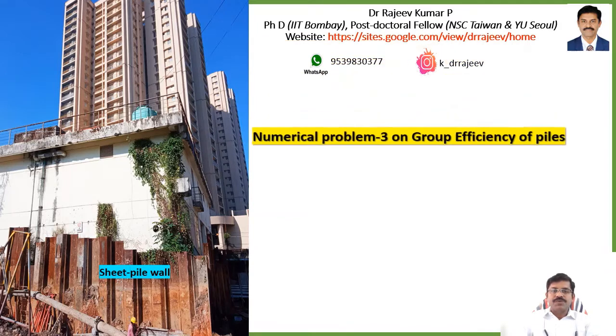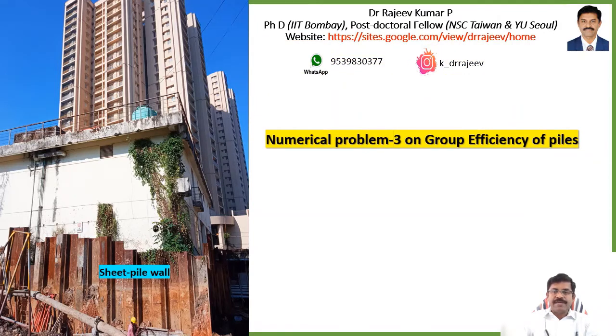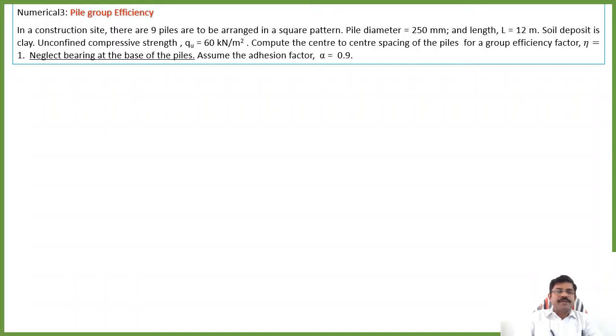Today I'm going to discuss with you a numerical problem on group efficiency of piles. The given numerical is: in a construction site there are 9 piles arranged in a square pattern. The pile diameter is 250 mm and the length of the pile is 12 meter. The deposit of soil is clay and the unconfined compressive strength is 60 kilonewton per meter square. Compute the center to center spacing of the piles for a group efficiency factor of eta equal to 1. Neglect the end bearing. Assume the adhesion factor alpha is equal to 0.9. So this is the given question.